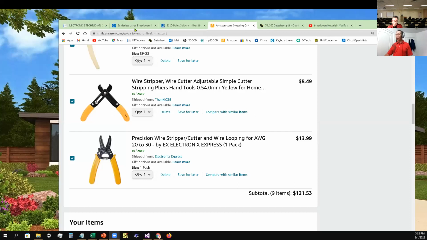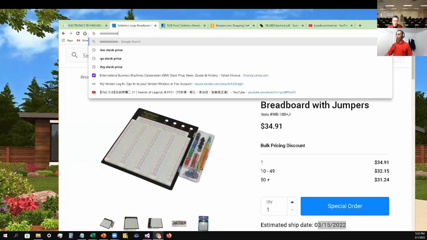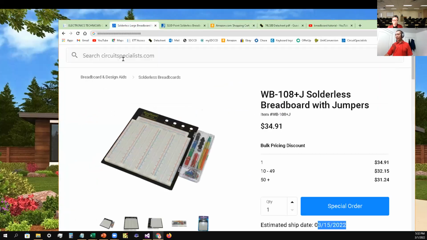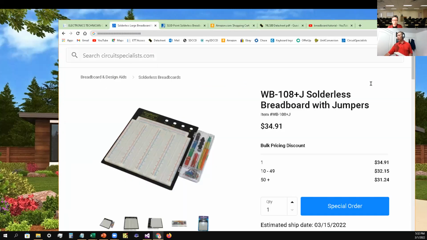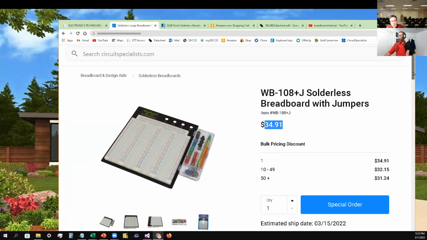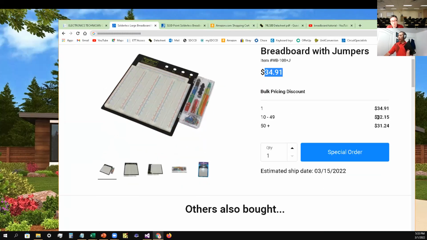So if I look at this breadboard here, this is from Circuit Specialist. We usually get this breadboard from Circuit Specialist, and they're running about $35 each. That is not including shipping, and that's not including tax. And if we order in bulk, it's going to cost us at least $32 per board.